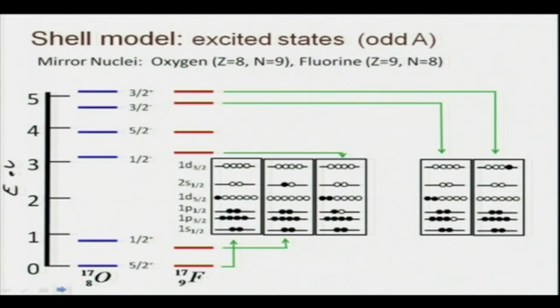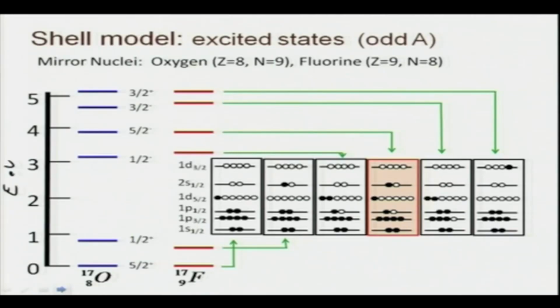We have something called 5/2 minus. Now, we have a big problem. Even if we break one of the pairs available and try to put it in somewhere, pair it with the 1d5/2, we do not have any possibility of getting 5/2 minus. This is a problem which cannot be explained with the extreme independent shell model. So, one possible way is actually to consider this kind of a possibility.